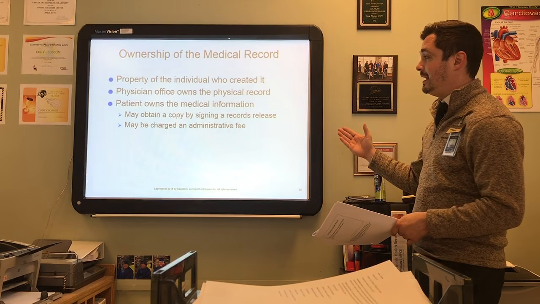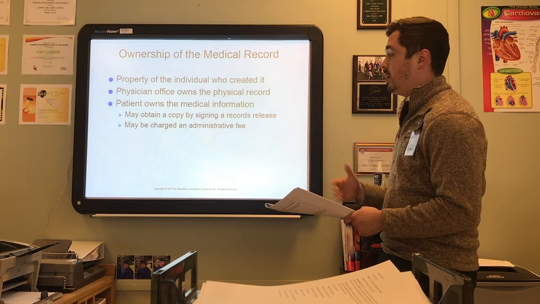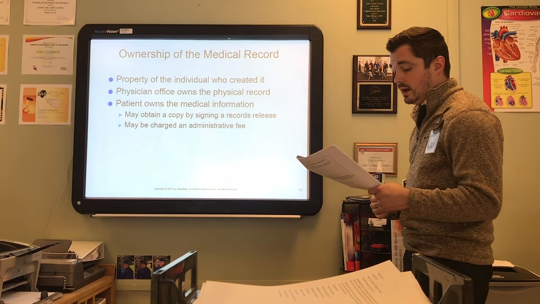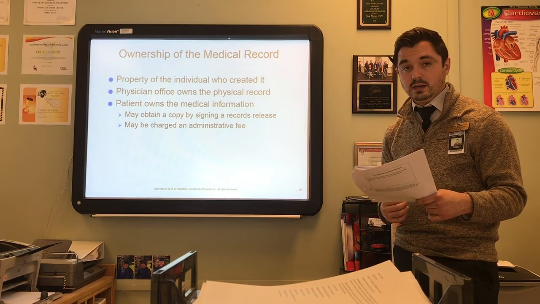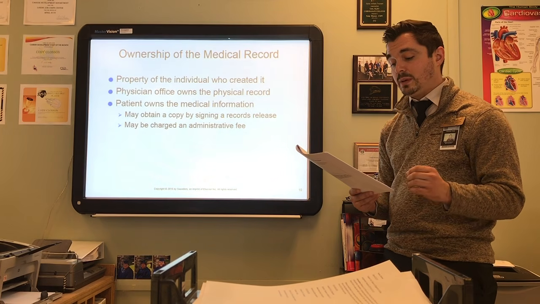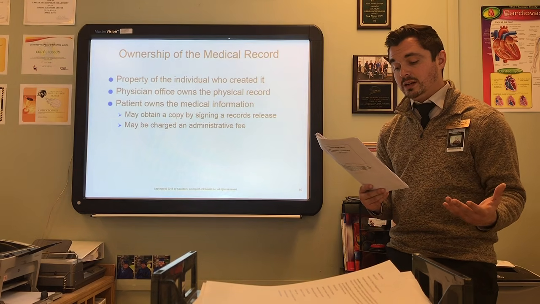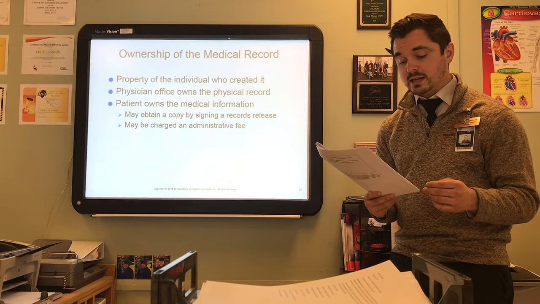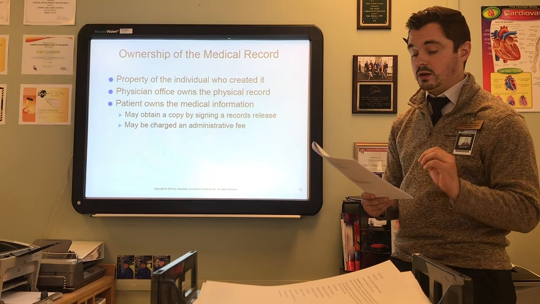Okay? Now, the patient can obtain a copy by signing a records release form and pulling that information. However, they may be charged administrative fees for having to go through the processes and get that all done. Now, there is something called the doctrine of professional discretion. Okay? So basically, this is a principle that states that a physician can exercise his or her best judgment when deciding whether to share progress notes and clinical observations with a patient who is being treated for mental or emotional disturbances. The doctrine of professional discretion is intended to protect mentally or emotionally ill patients from any additional harm that viewing their medical records could cause.